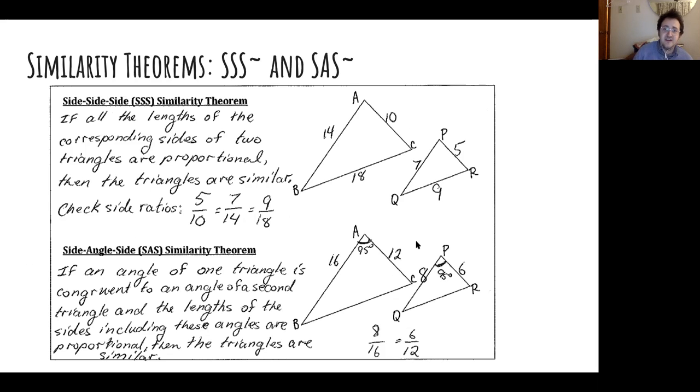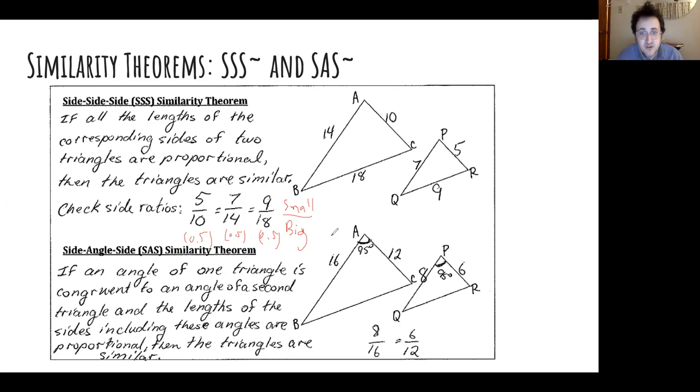What we can see here is that if I am doing small triangle over big triangle, I look at the corresponding matching sides. So the 5 matches up with the 10. 5 over 10 is equal to 0.5. 7 over 14 is equal to 0.5, and 9 over 18 is equal to 0.5. So we're good. If all the lengths of the corresponding sides of the two triangles are proportional, then the triangles are similar.